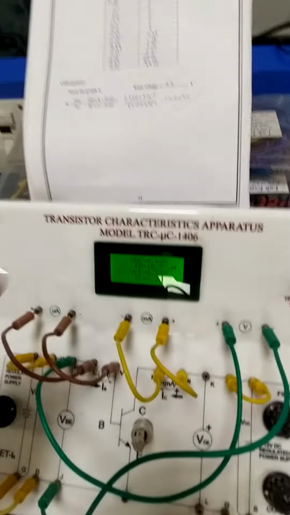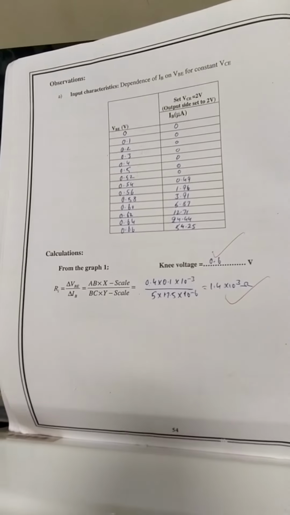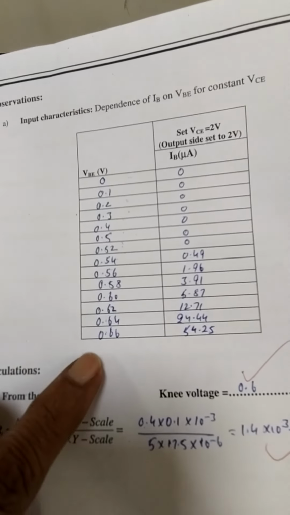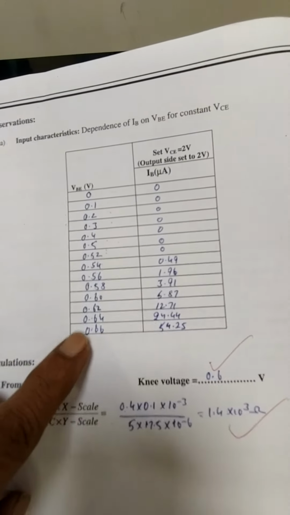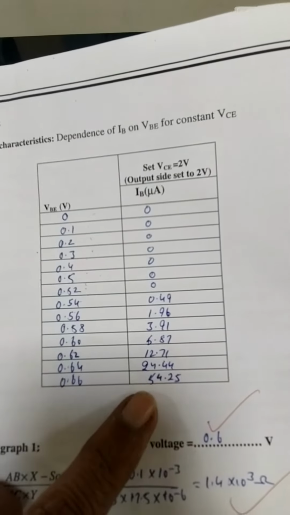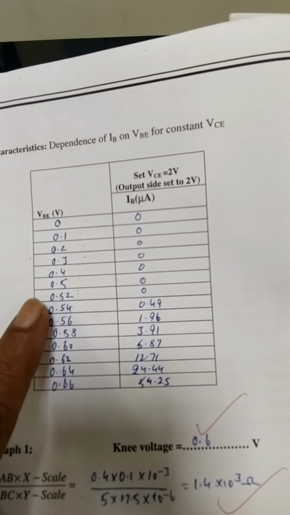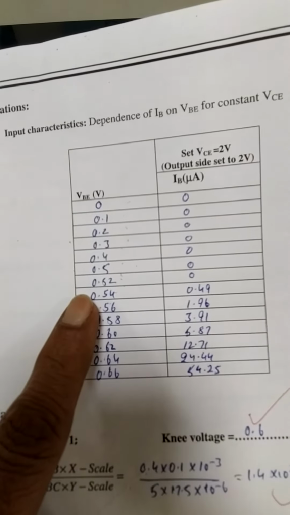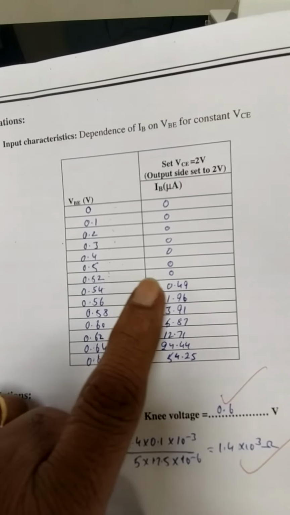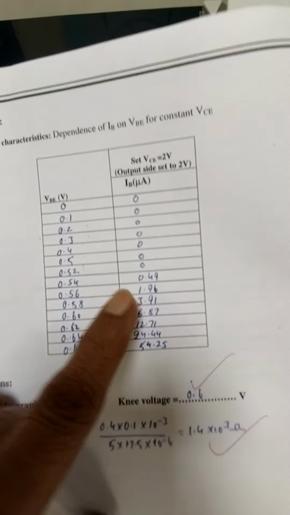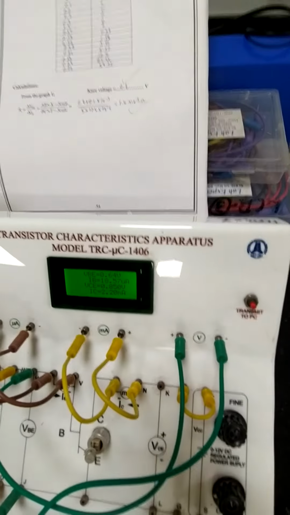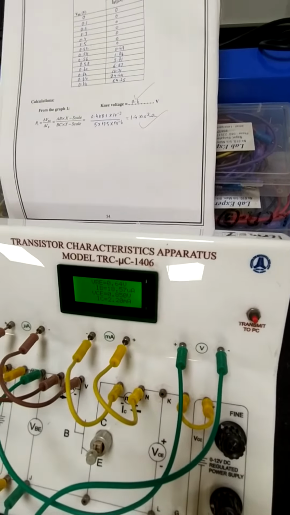So once you increase the VB value from 0 to 0.64, actually I am taking 0.64, the IB value gradually increases, but you can observe that only after 0.54 we will get the value. In our case, maybe exactly at 0.52 we will get the 0.49 value. Then from this you can plot a graph.